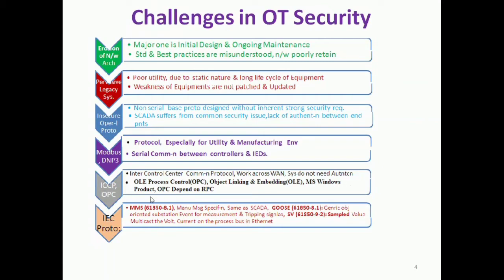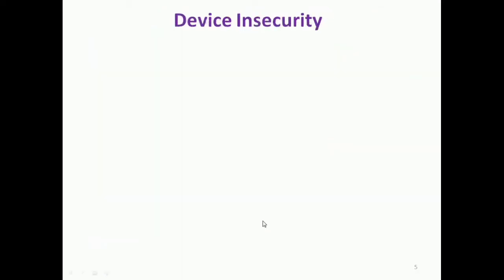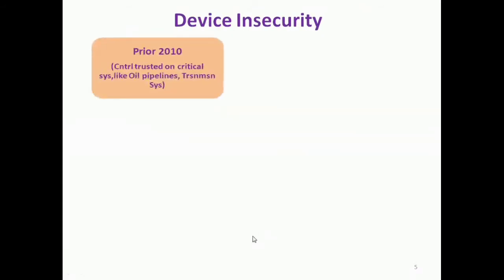This oriented tripping protocol, sampled value multicast, carries the voltage and current on a process bus over Ethernet. So these create some challenges in employing operation technology for IoT. Coming to device insecurity, prior to 2010 we had seen the Stuxnet malware observation. Prior to 2010, the controls were trusted on critical systems like oil pipelines and transmission systems, some very dangerous ones.